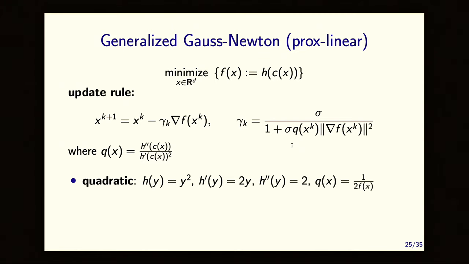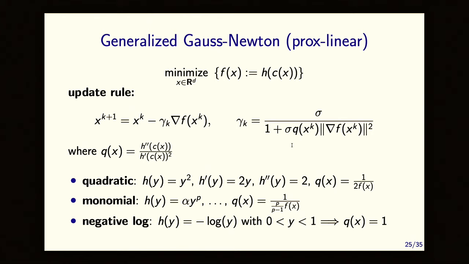And now, in the quadratic case, if h is quadratic, you take the ratio, you get this 1 over 2 f(x), exactly what we have before. And if you have a monomial of order p larger than 1, you have a similar thing, but it just slightly changes the coefficient of 2. Another interesting one is that this is exactly the cross entropy loss. If you apply it to deep learning, that's what you will have. Of course, y is within 0 and 1. In this case, actually, q equals 1. So the step size will be proportional to 1 over a constant plus gradient norm square.